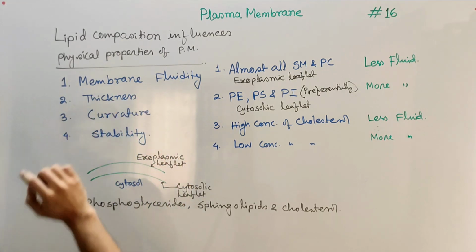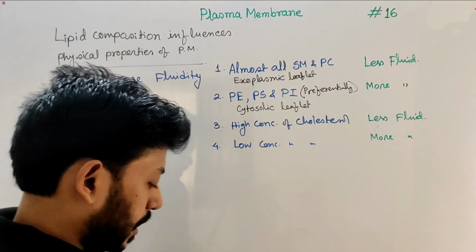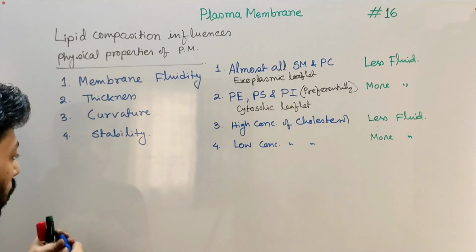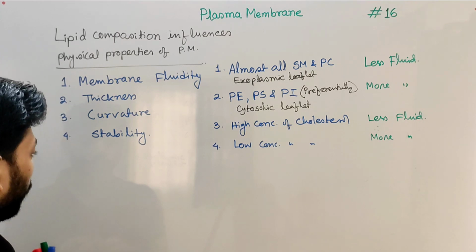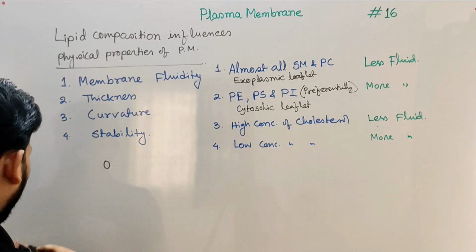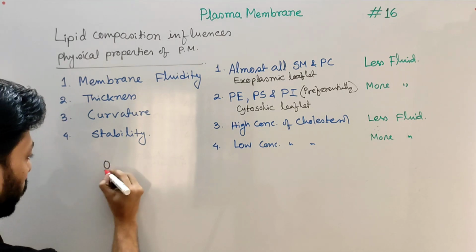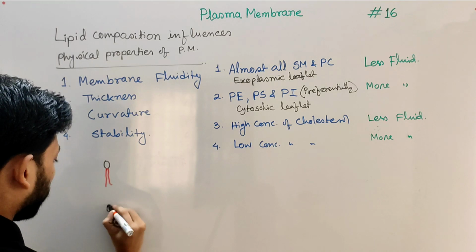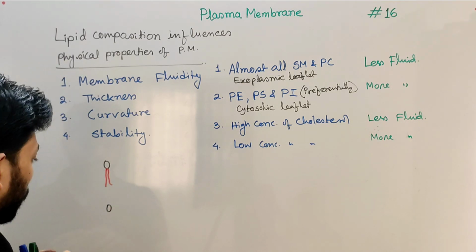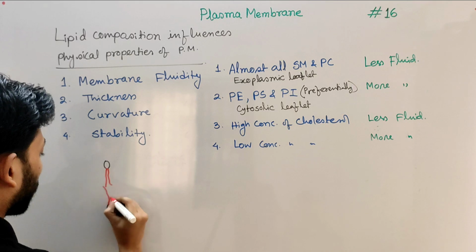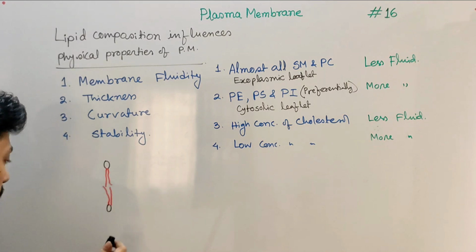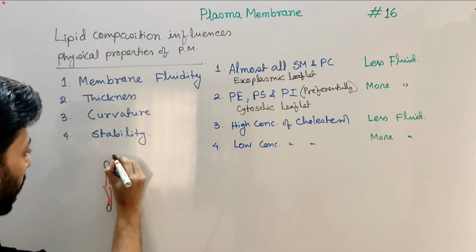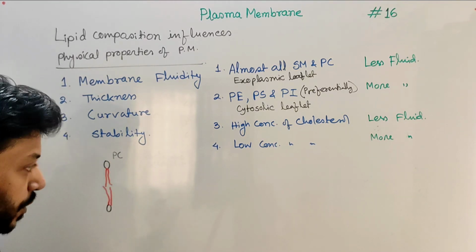Now let's talk about thickness. As I have mentioned, plasma membrane is made up of two layers. Now let's suppose the two layers contain phosphatidylcholine. So one phosphatidylcholine here, another phosphatidylcholine is here. Let's suppose these two fatty acids are present in the two layers, which means two lipid layers, and this is the example of phosphatidylcholine lipid molecules.